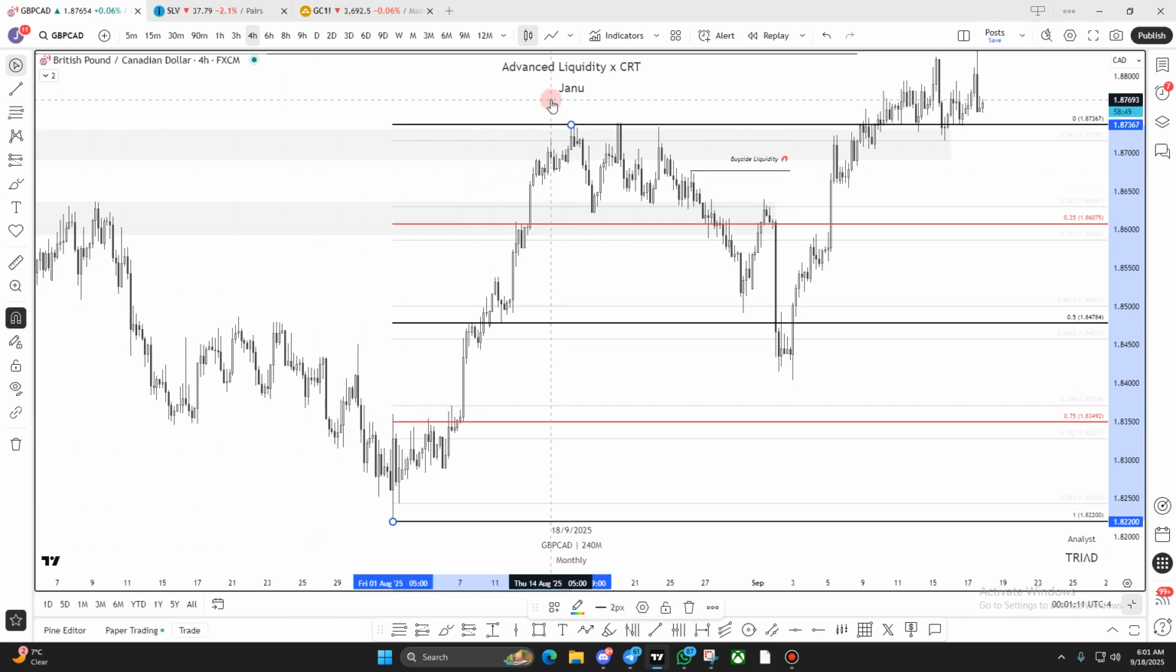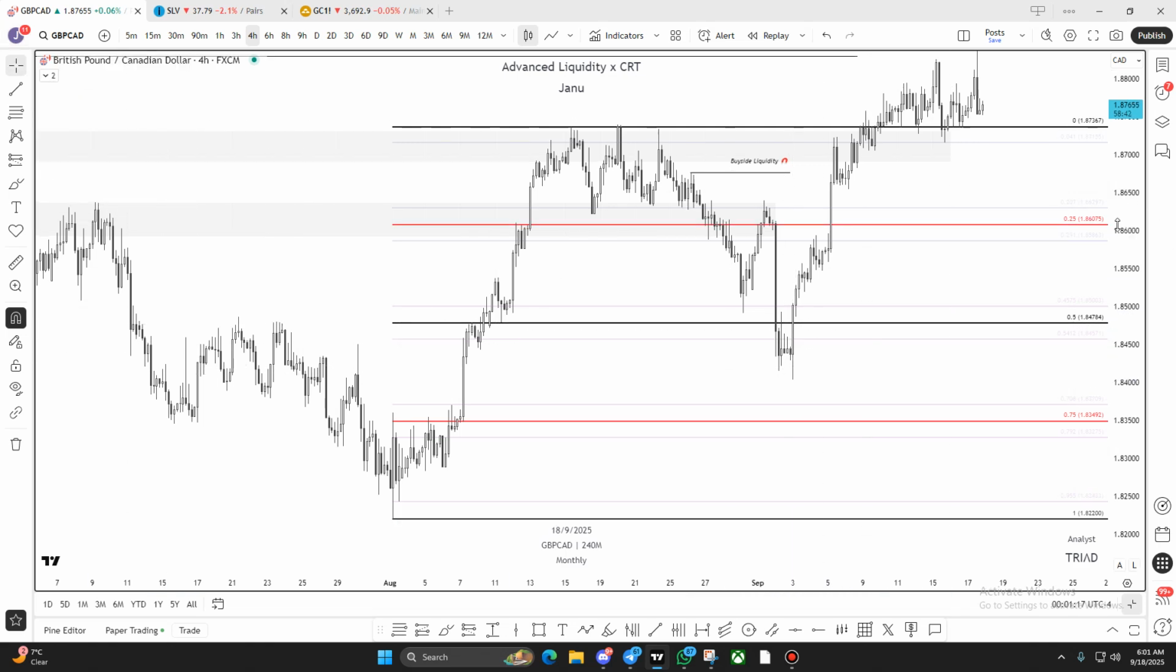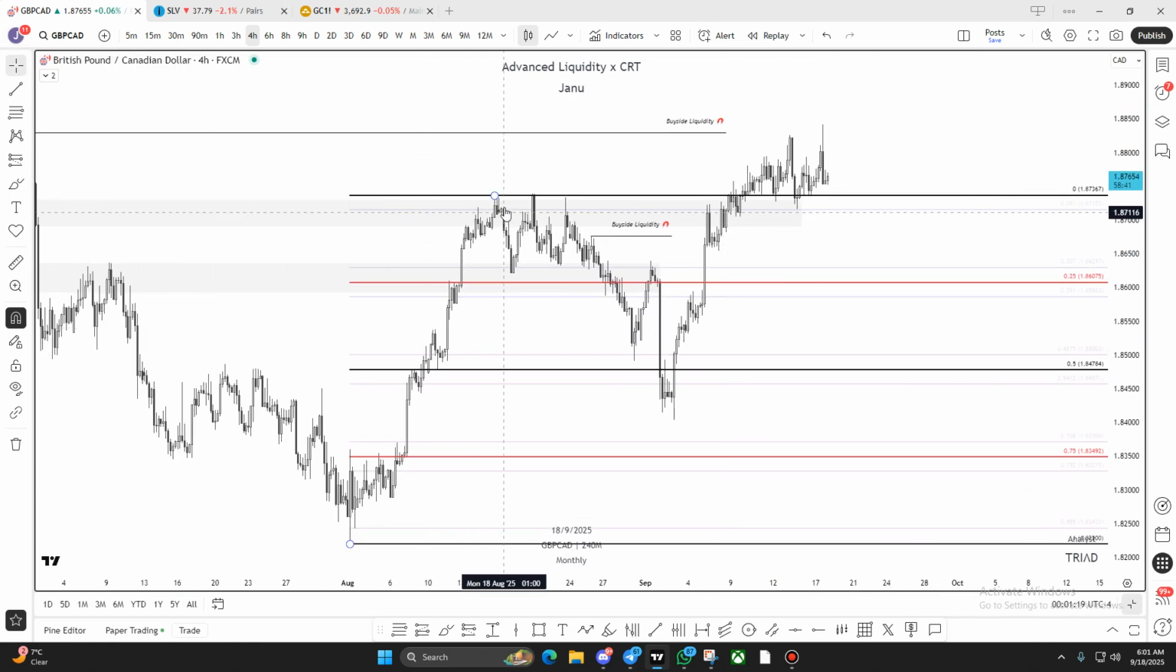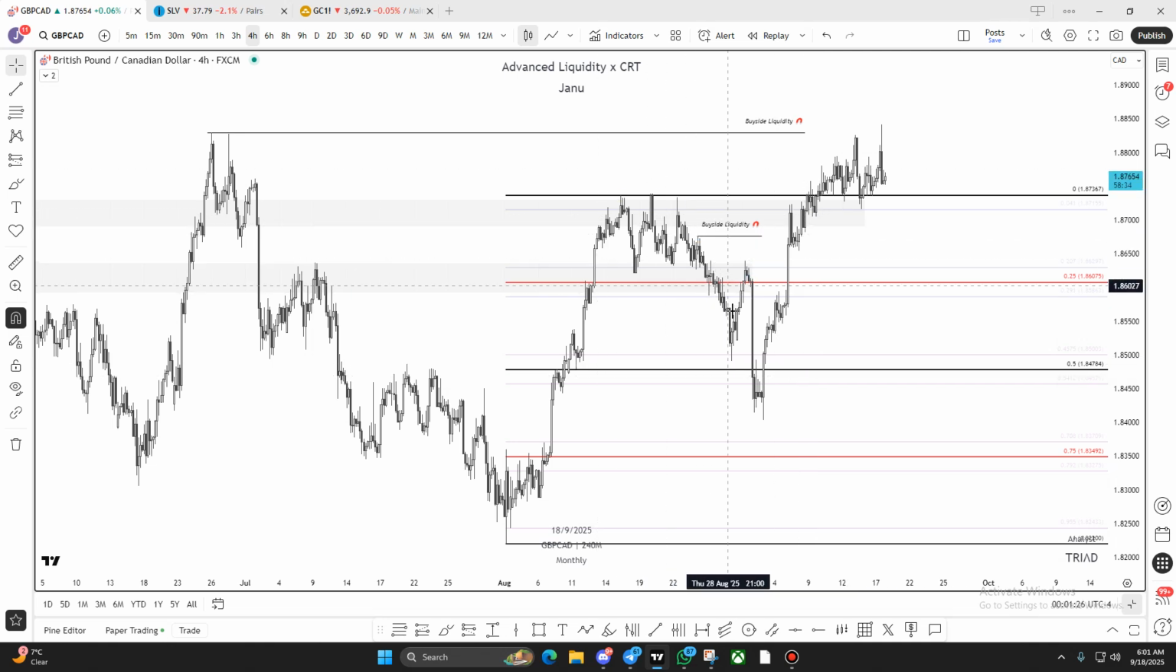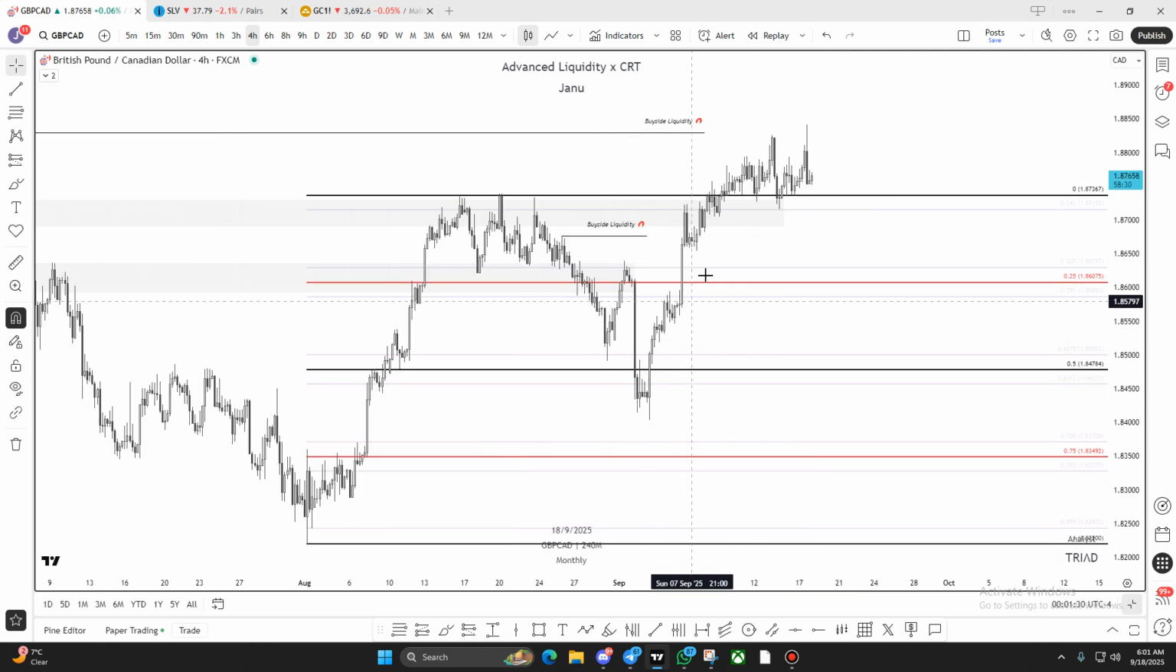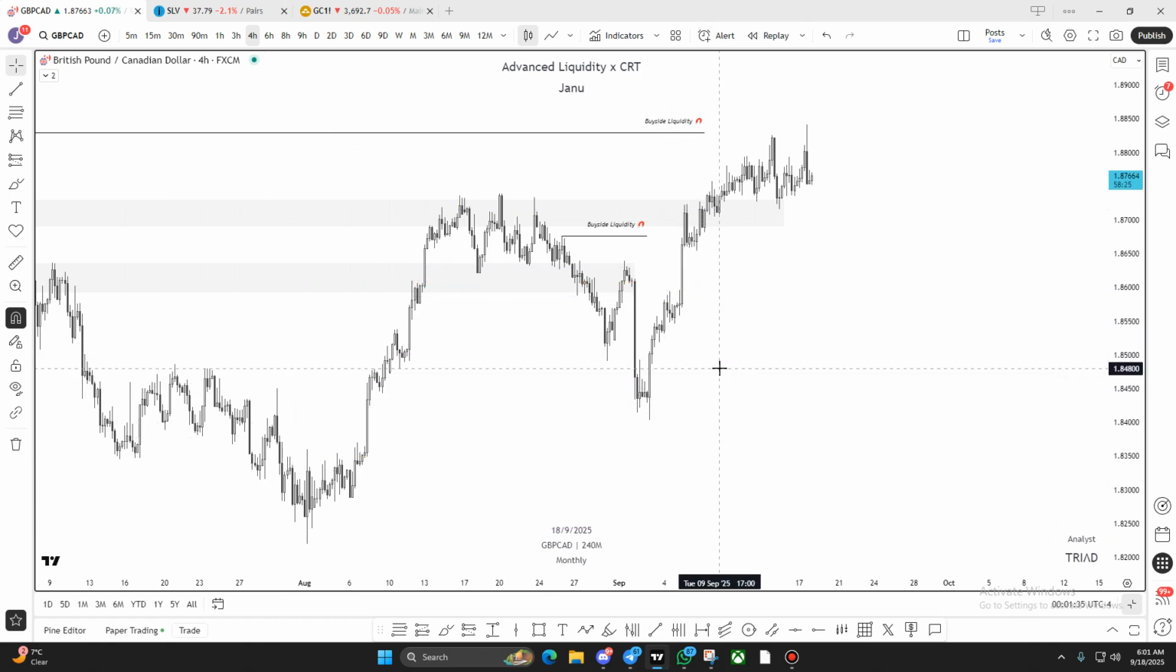So I mark out this range and it did return to 50%. Okay, now it's looking a bit different. We rejected from the resistance. So I'm thinking, okay, this move is manipulation. We did return to the 50%, so I can be looking for longs.